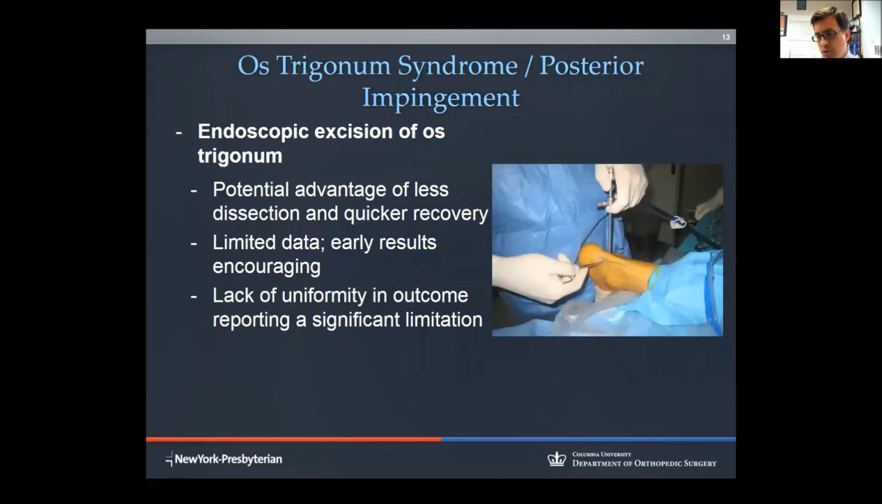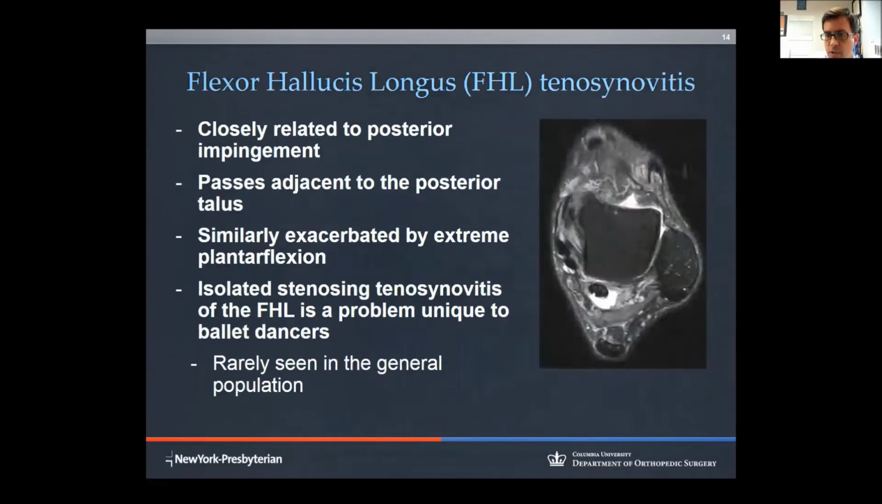One of the other difficulties in general is that the outcome reporting just tends to be variable. If you notice from that previous study, it was basically just whether the person was able to return to dance. And so that makes comparison a little bit difficult, and we'll come back to that. So if we switch gears and talk about the FHL.